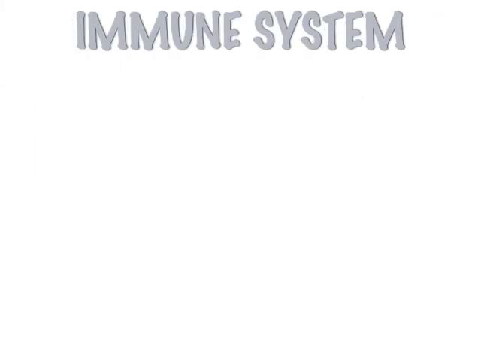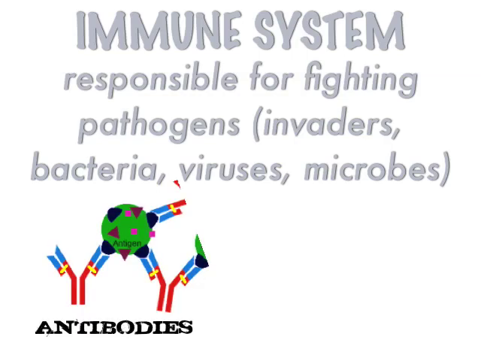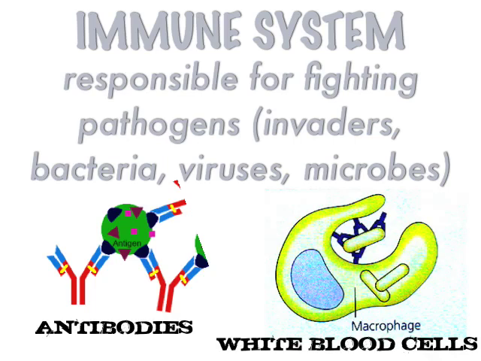The immune system. Its job is to keep us nice and healthy. It's responsible for fighting pathogens, bad guys. Other ways you see that is invaders, bacteria, viruses, or microbes. Now, two main ways that the immune system works. One is that it makes antibodies. Antibodies' job is to collect. They don't kill the bacteria or viruses or microbes. They collect them and also mark them to be eaten by the white blood cells called macrophages. White blood cells engulf or eat the pathogens.